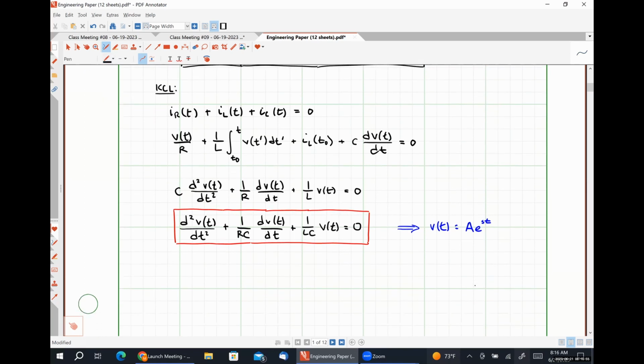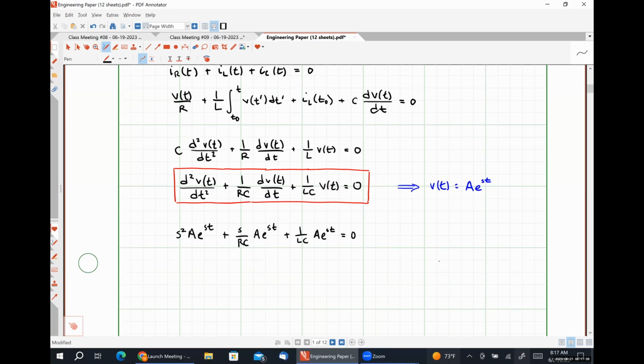So the second derivative of A e to the st is s squared A e to the st. Then I'm going to have s divided by RC times A e to the st, plus 1 over LC times A e to the st is equal to 0. I've substituted in my guess value.